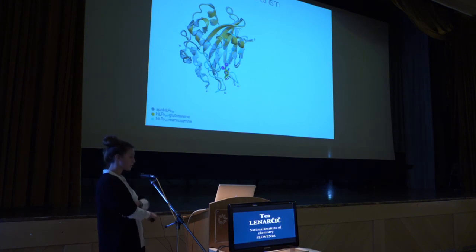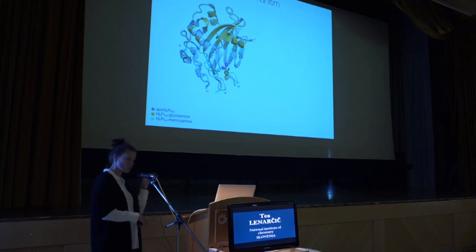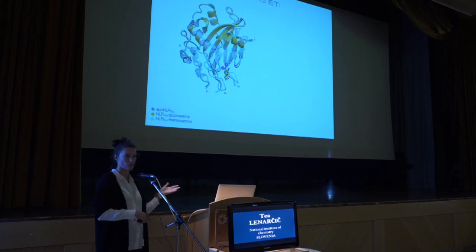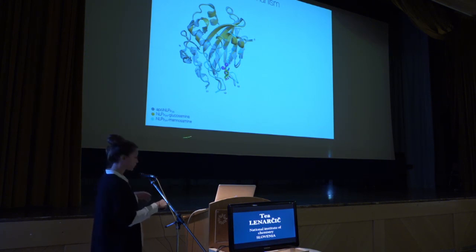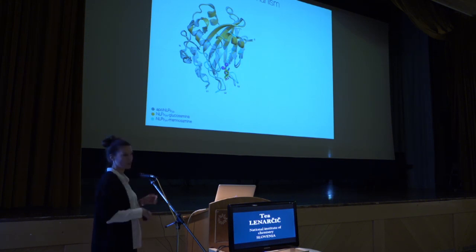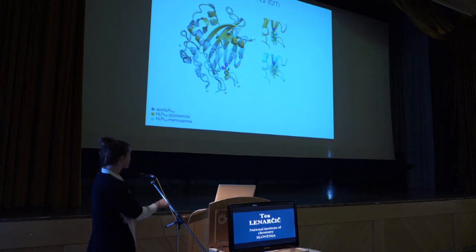Okay, and this is the result. This is the crystal structure of NLP proteins. In gray is the apo form of NLP protein, which was the structure already determined in 2009. And we solved 2 complexes: NLP with glucosamine and NLP with monosamine. You can see that the overall fold stays the same, but there are some small conformational changes in the structure. This is the electron density of the sugars.